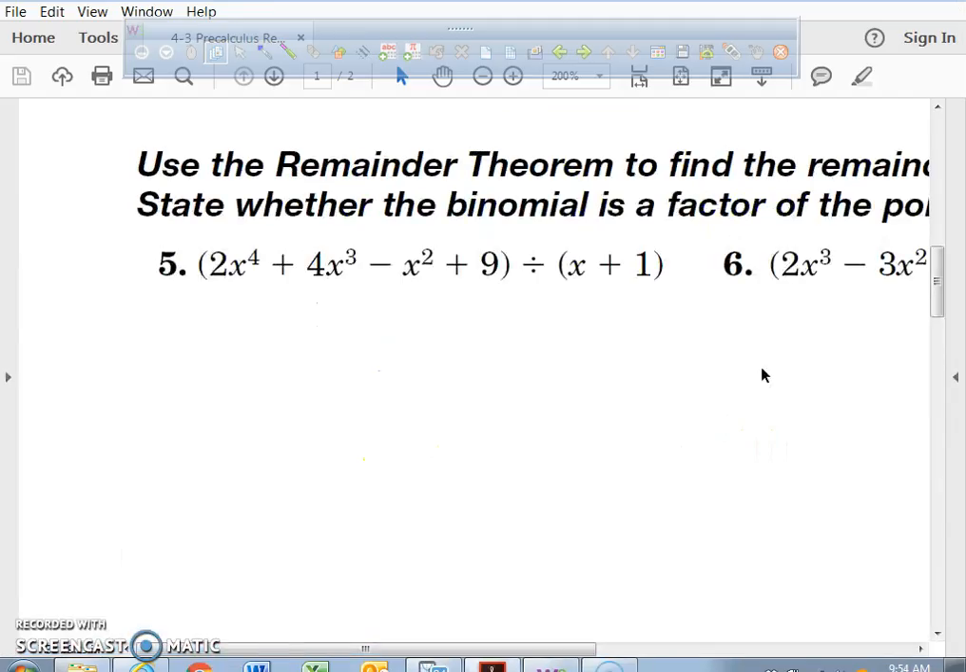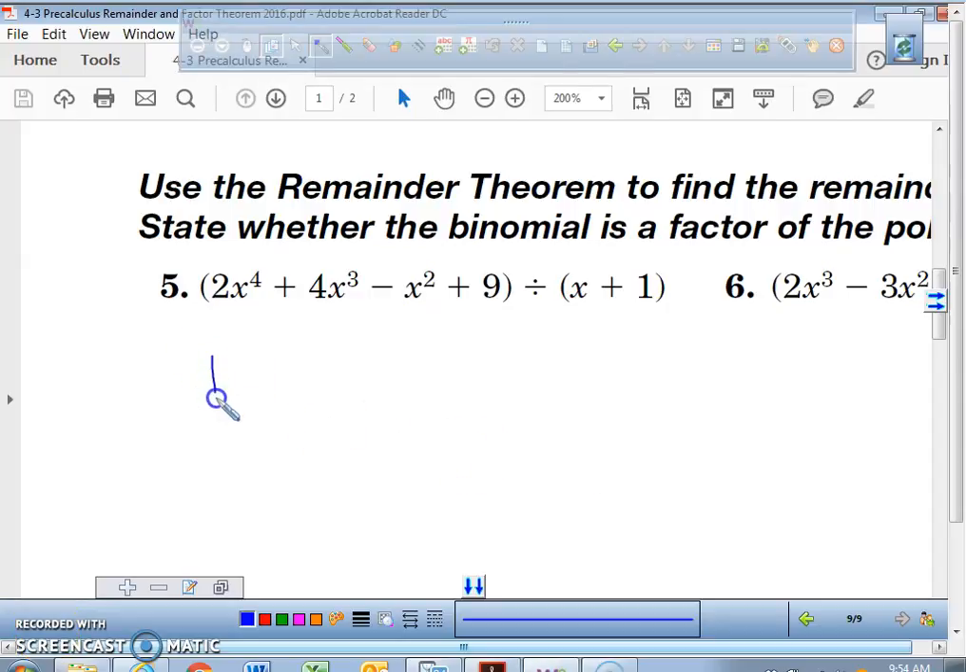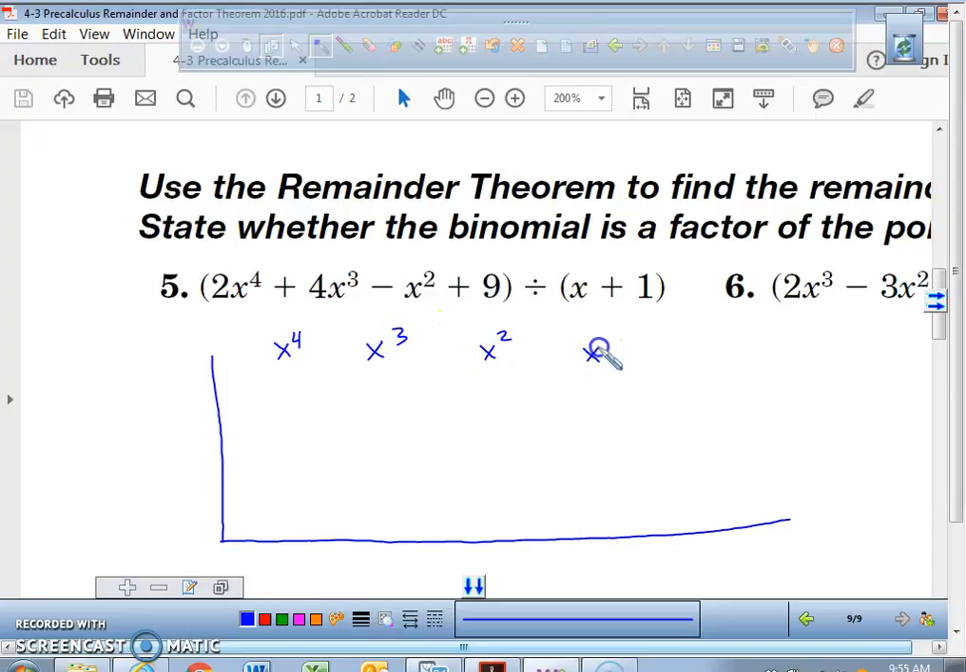Okay? Alright, on 5 through 12, I'm asking you guys to do something a little bit different. It actually takes less work, not as much work as we did on 1 through 4. But you still have to set it up correctly. First thing, we need to set everything up. I'm going to label my x to the fourth, x cubed, x squared, x to the first, x. Always do that every single time. List them in descending order, starting with your greatest, working to your least.